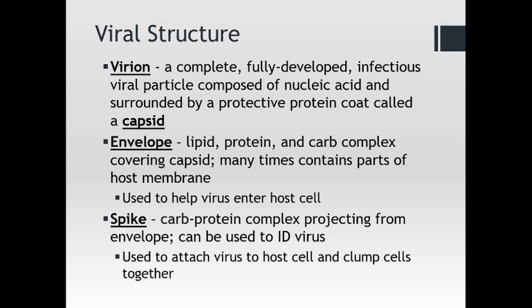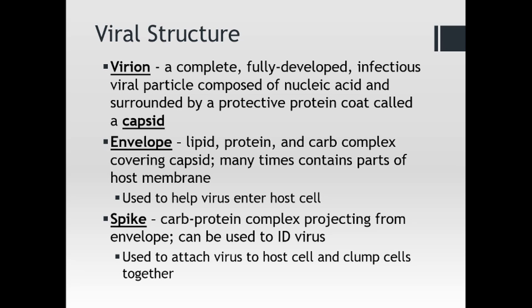Some viruses have an envelope that surrounds them. It's a lipid, protein and carbohydrate conglomeration. It's a complex that covers the capsid. And part of this envelope many times contains the host cell membrane, which enables it to just slide right into a cell. It kind of tricks the cell into bringing it in through endocytosis, and then the virus can get into the nucleus and start making more of themselves. So the envelope doesn't surround all viruses, but a lot of them it does. And that makes transmission and the ability of the virus to get into the cell much easier for the virus.